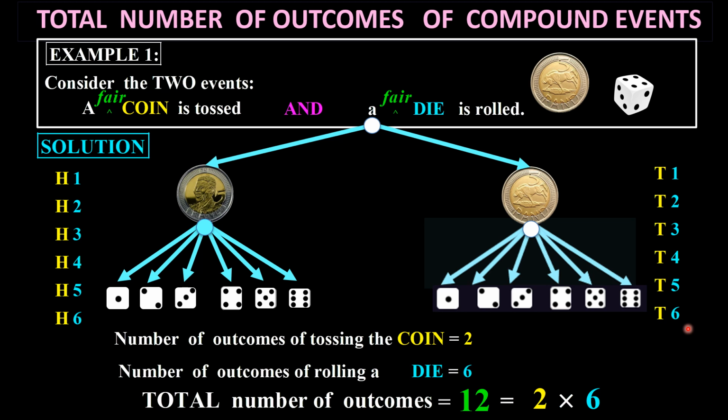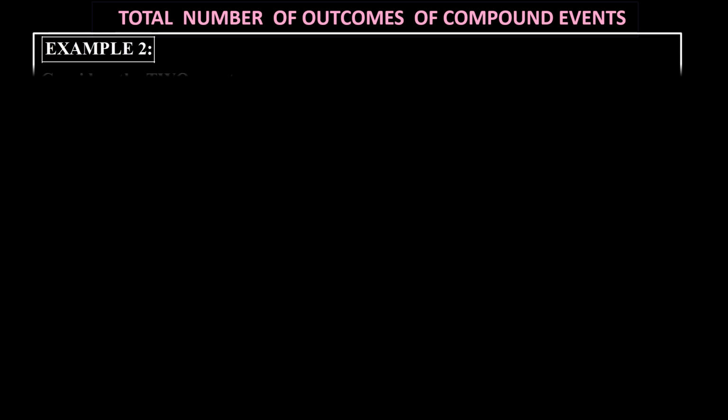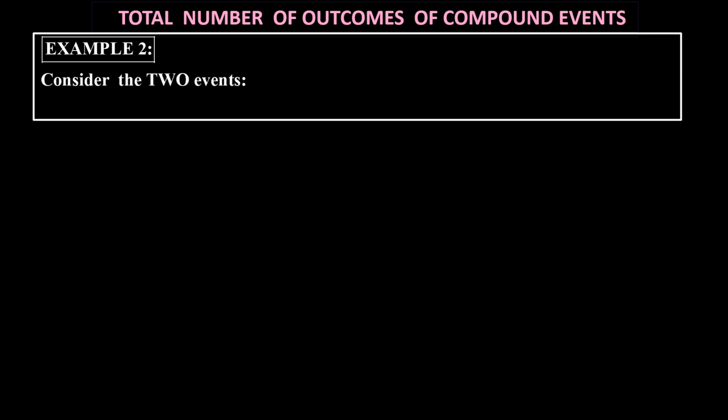But if we look at those 12 outcomes, we can see that 12 is actually the product of the 2 and the 6. So this already gives us some idea how we can obtain the number of outcomes for a compound event. Let's look at another example now. Now let's consider a second example. Again, we have 2 events.